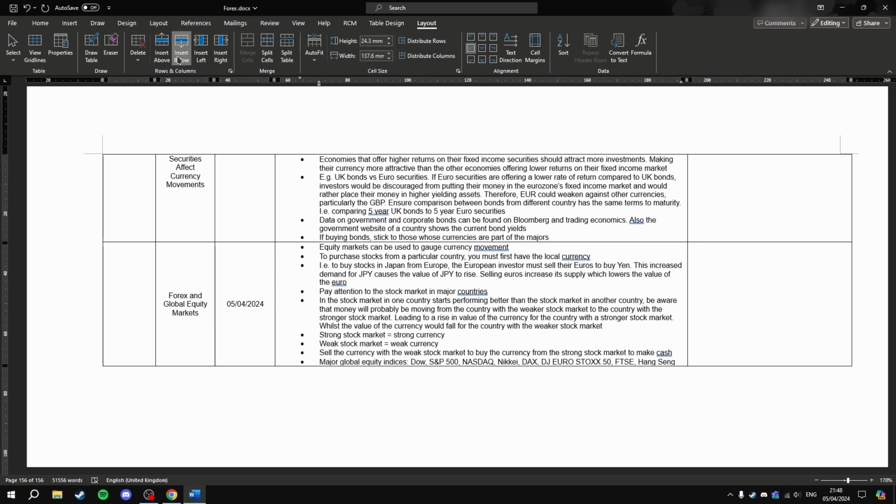Oh my god, that spelling. The relationship between stocks and Forex.